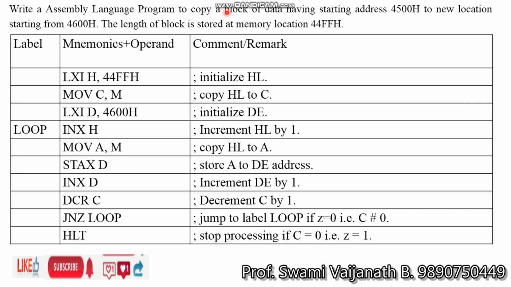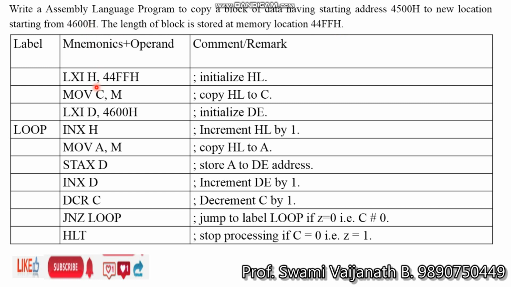Today we discuss an assembly language program of 8085. Write an assembly language program to copy a block of data having starting address 4500H to the new location starting from 4600H. The length of block is stored at memory location 44FFH. So in this program the count, that is the length of block, is at 44FFH, and you have to copy that many locations' content to 4600H.